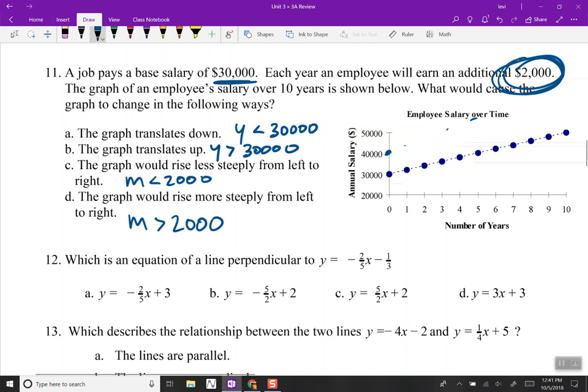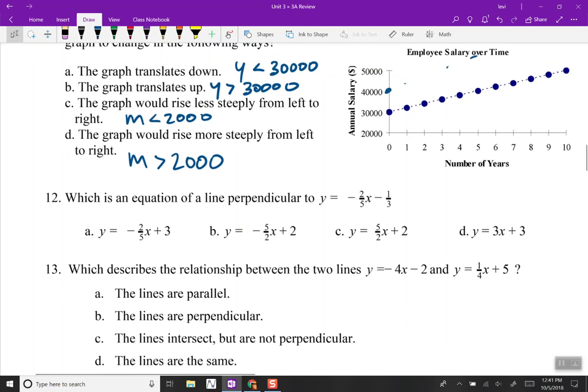Which equation of a line perpendicular to this one? So we remember perpendicular lines have opposite reciprocals. So this slope is -2/5. So what would be the reciprocal of 2/5 would be -5/2, and the opposite of that would be +5/2. So we're looking for a slope of 5/2, and that looks like C.